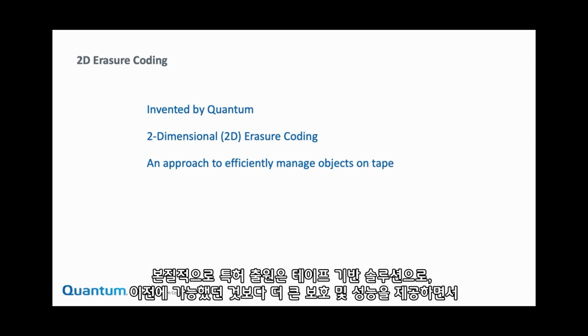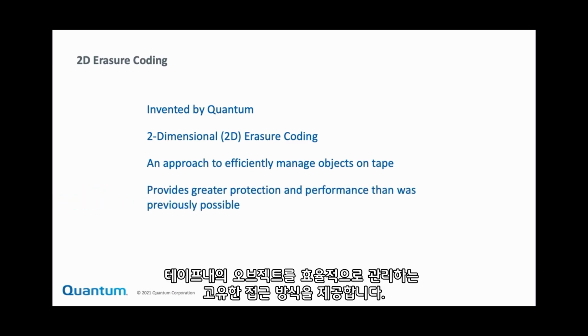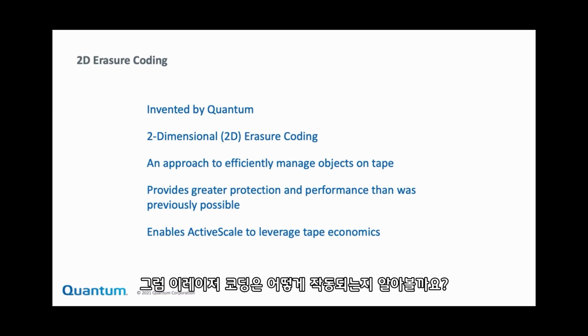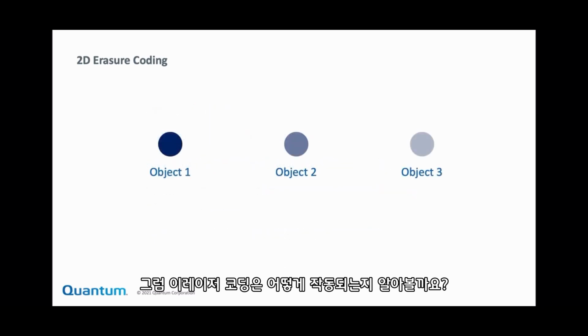Essentially, the patent application describes a unique approach to efficiently manage objects on tape while providing greater protection and performance than was previously possible with tape-based solutions. And the reason we had to invent 2D erasure coding was so that we could leverage the economics of tape within ActiveScale. So let's look at how 2D erasure coding works.